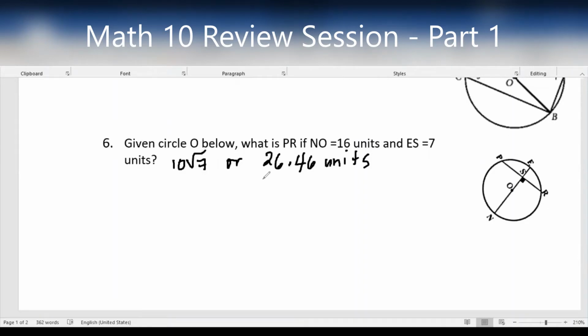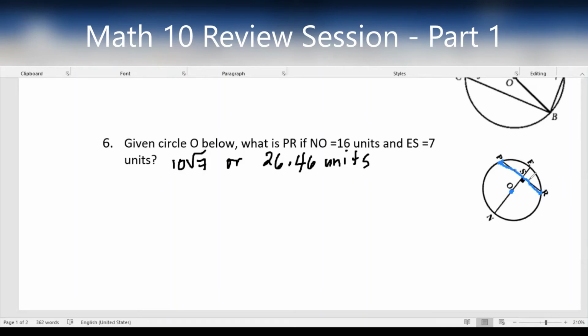Blue. Given circle O, meaning to say, ito yung center niya. What is PR? PR is the chord. Yung chord ang hinahanap, yung buong PR na to, from P up to R. Yan. So, ito po yung hinahanap niya.